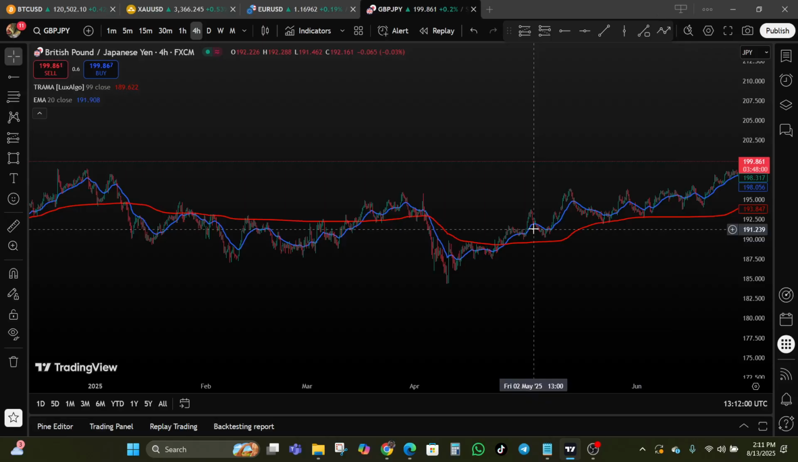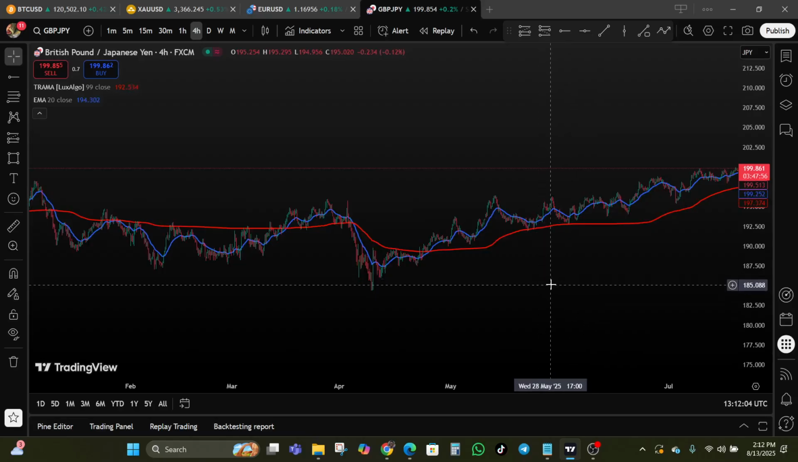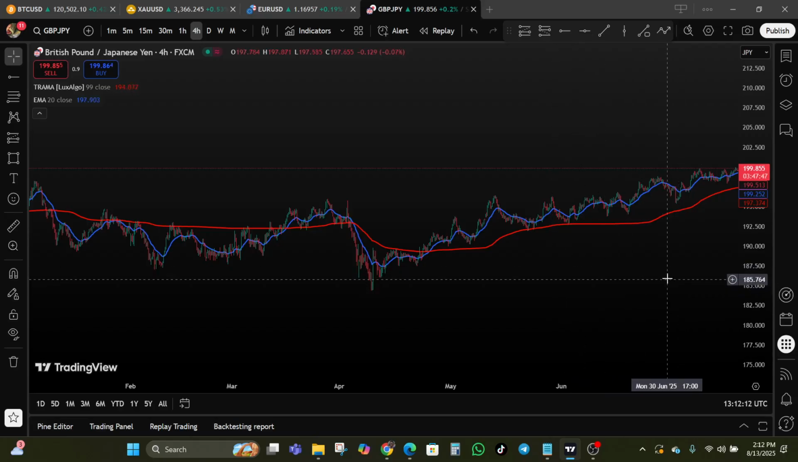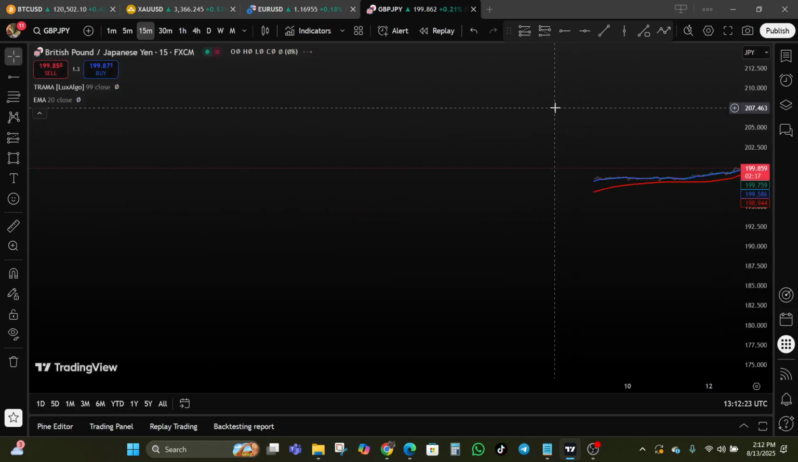And of course, you can use the TRAMA as a confluence tool. You can combine the TRAMA with volume spikes, break of structure, or oscillator confirmation to strengthen your trade decision. For higher accuracy, use the TRAMA on higher time frames for trend confirmation, and then you can drop to lower time frames for entry timing.